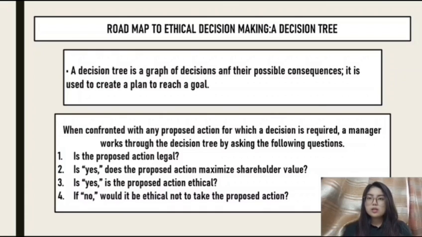Before we make a decision, we can walk through the decision tree by asking the following questions. Is the proposed action legal? If yes, does the proposed action maximize the shareholder value? If yes, is the proposed action ethical? If no, would it be ethical not to take the proposed action? If yes, don't do it. If no, do it but disclose the effect of the action to shareholders.